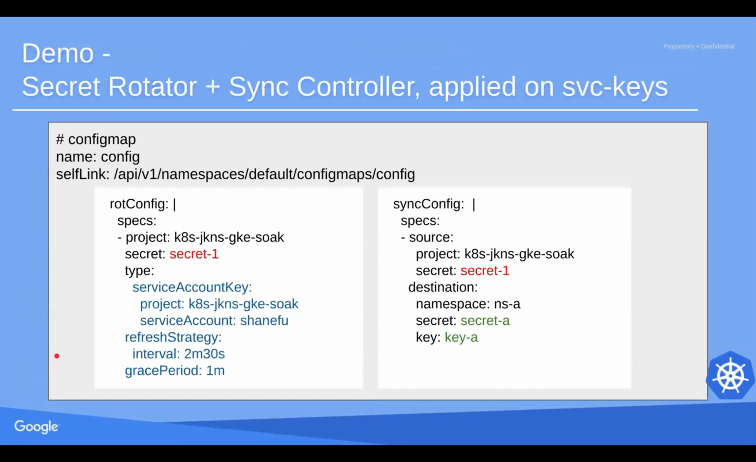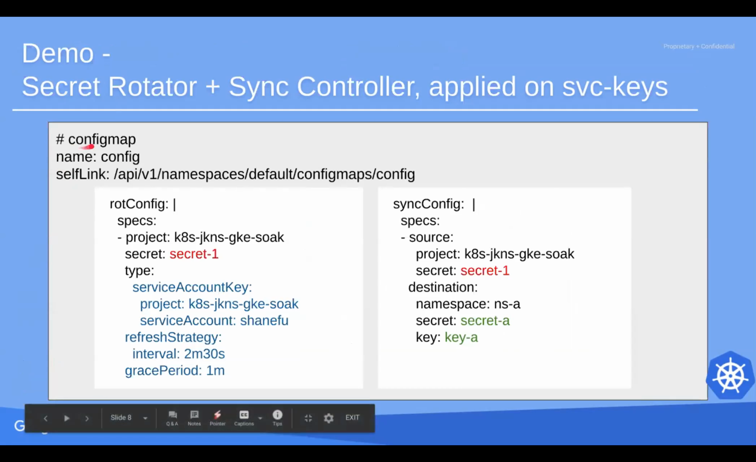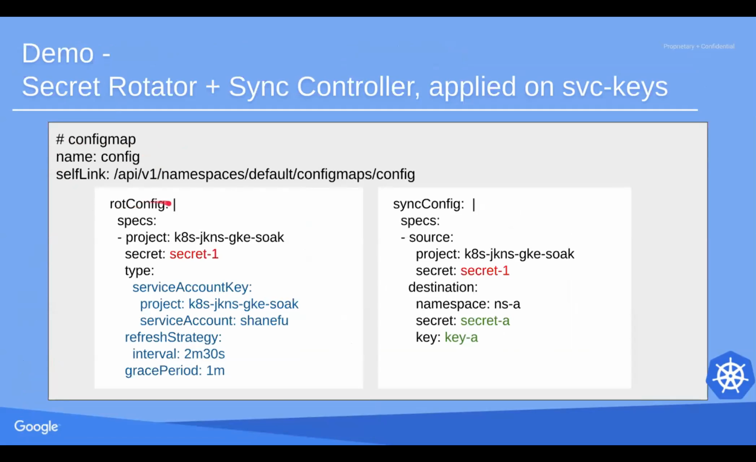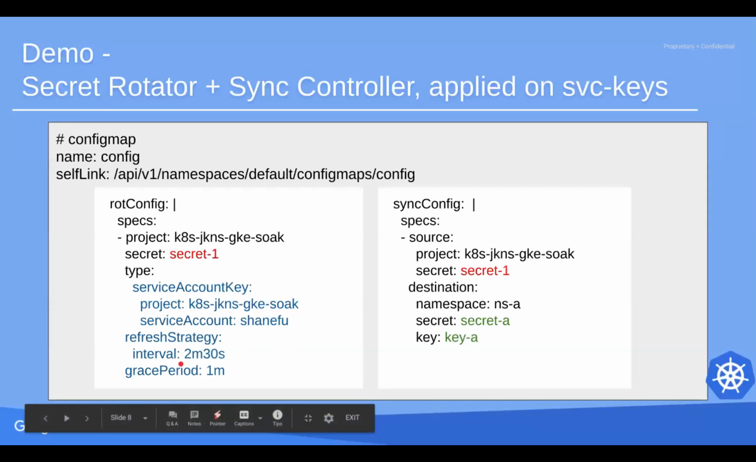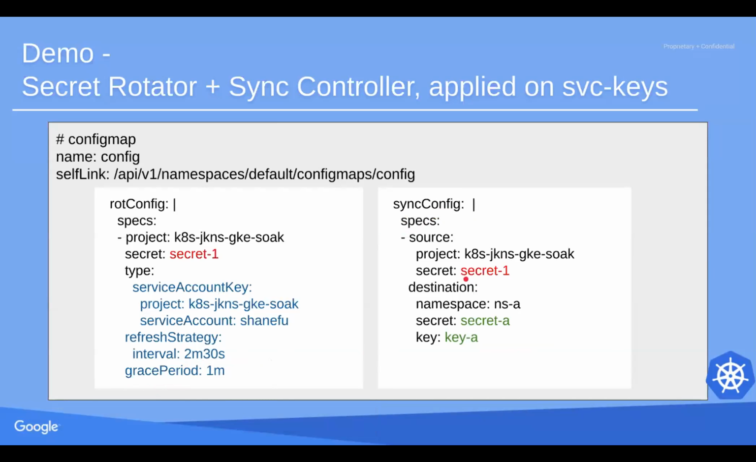Okay, so let's talk about the setup for this live demo today. We use config maps in Kubernetes to specify the configurations for both the secret rotator and the secret sync controller. So in this example, the secret rotator is rotating this secret one, which is a service account key for this service account, and it has a refresh interval of 2 minutes and 30 seconds with a grace period of 1 minute. And the sync controller is continuously syncing the latest secret value in secret one into the secret value corresponding to key A of secret A in Kubernetes.